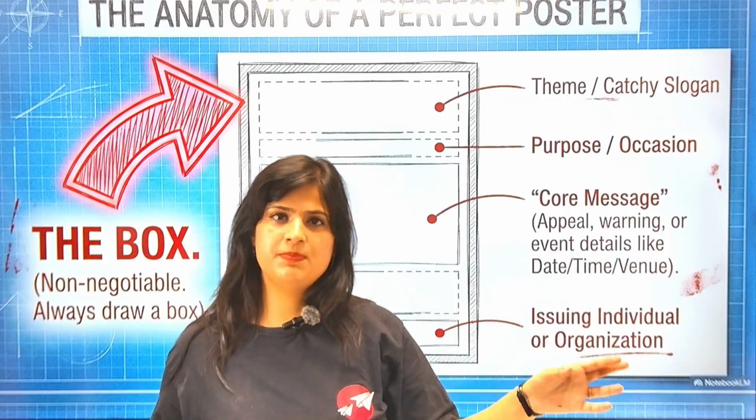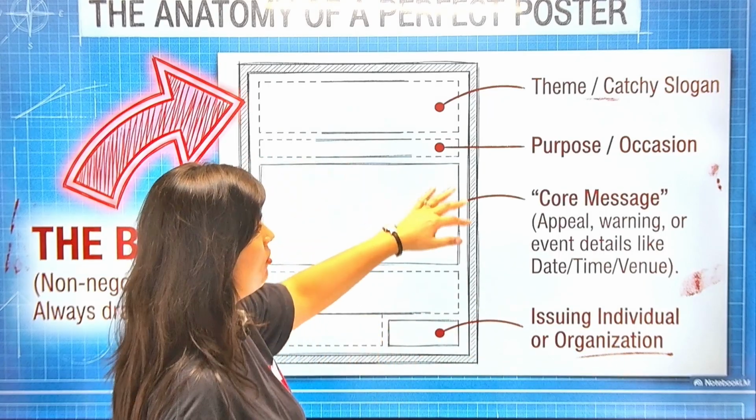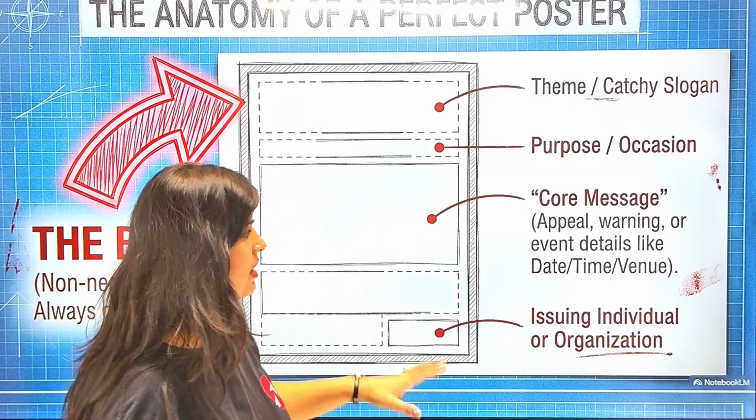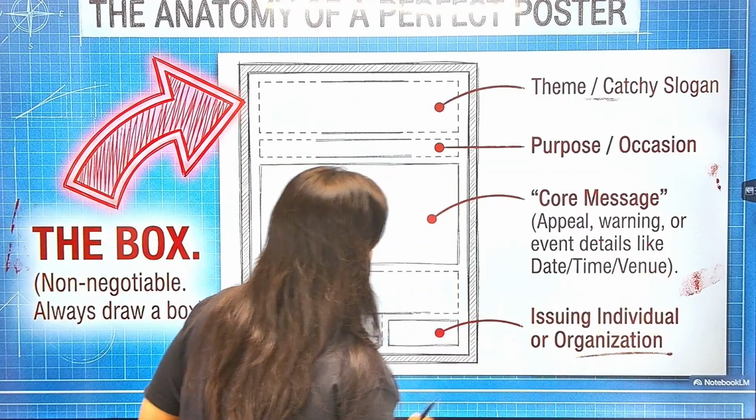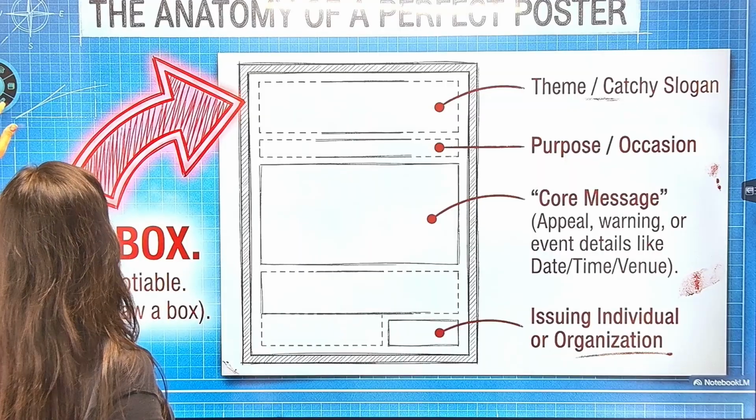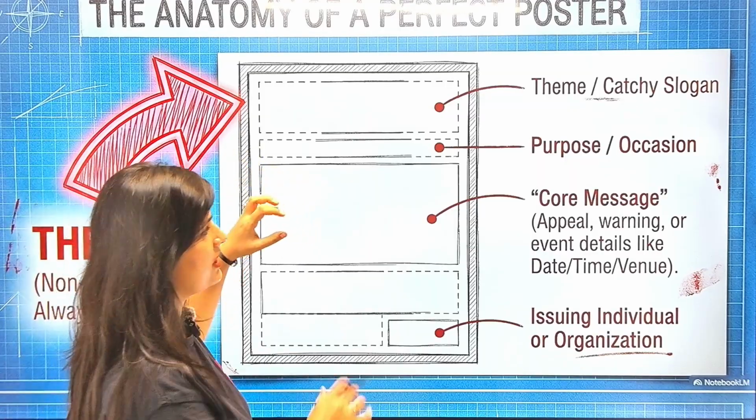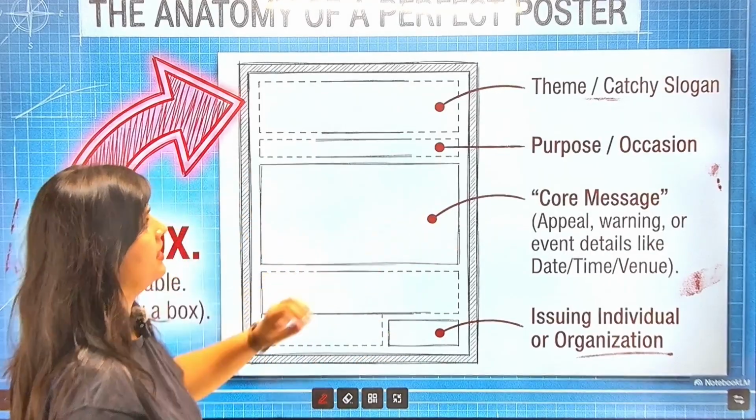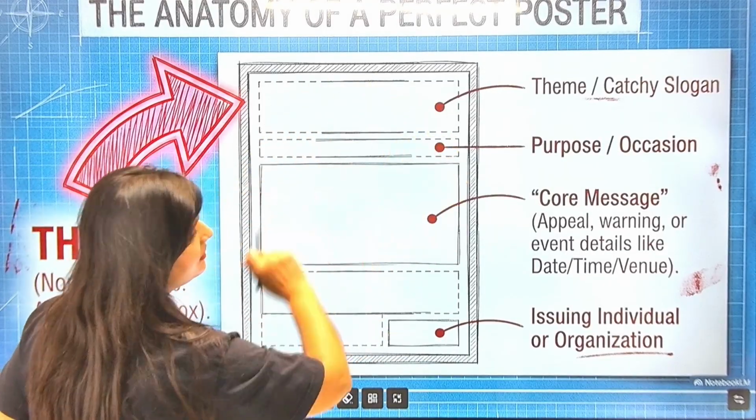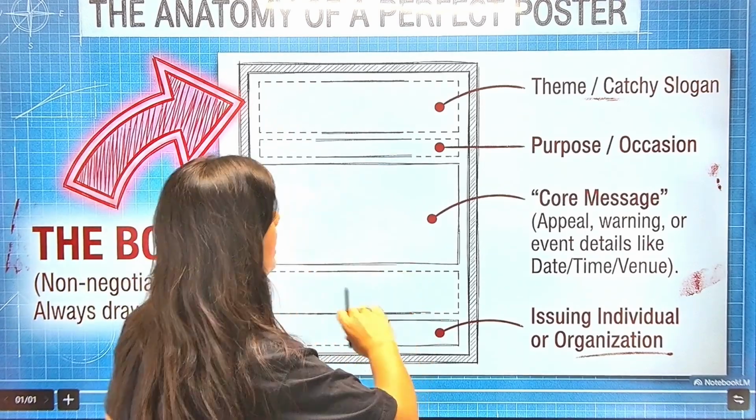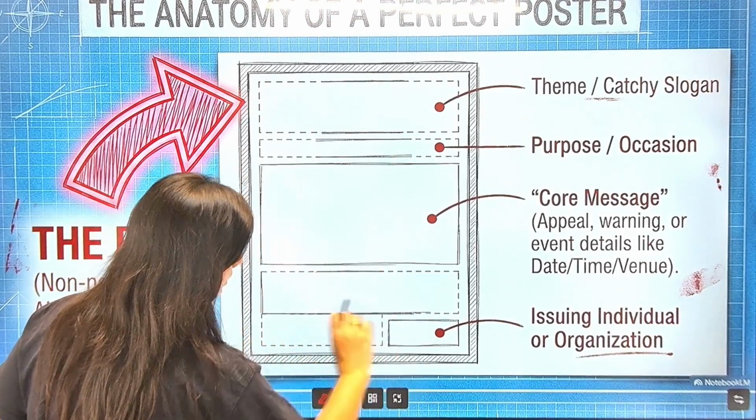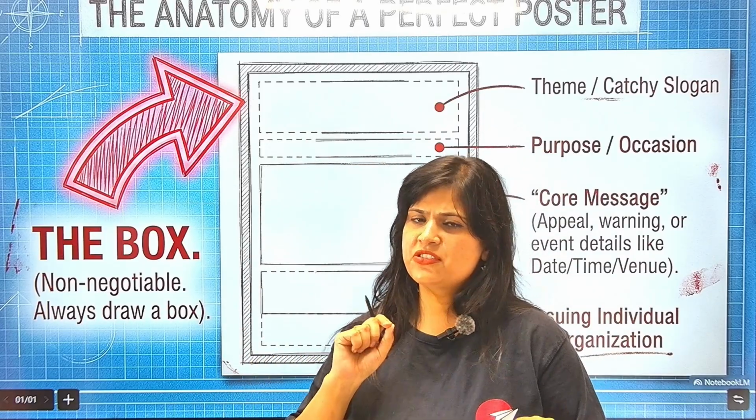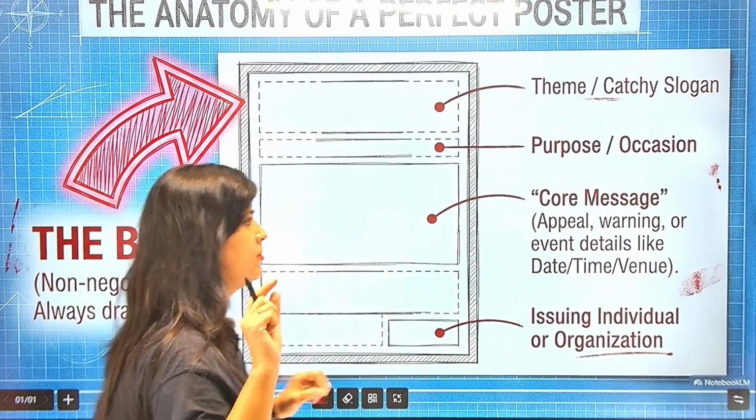And the easiest part in a poster is definitely the core message, right? Wherein you are stating the details. So here when you write date, time, venue, that becomes easier for you to attempt. So from here you begin. My sincere advice is you begin with writing the details, then change your font size, write the theme or the title and maybe the purpose here, and finally the issuing authority. As I said, issuing authority is mandatory, extremely mandatory. You never have to miss it.